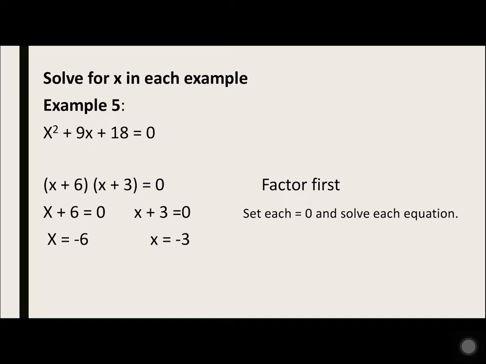So set each one equal to 0. X plus 6 equals 0, subtract 6, x equals negative 6. X plus 3 equals 0, so subtract 3, x equals negative 3. Set each one equal to 0 and solve.